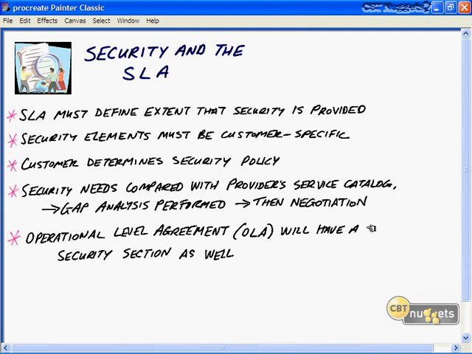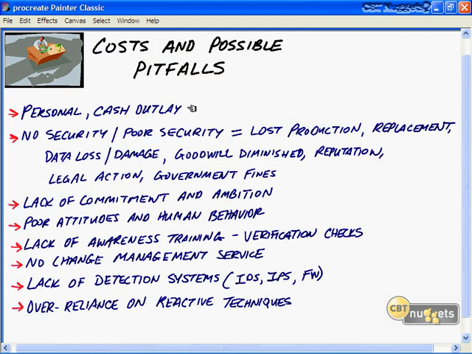service level agreement. Finally, let's investigate some of the costs and possible pitfalls of security management. First of all, security is a very personal aspect. It really comes down to people. People are your weakest link.